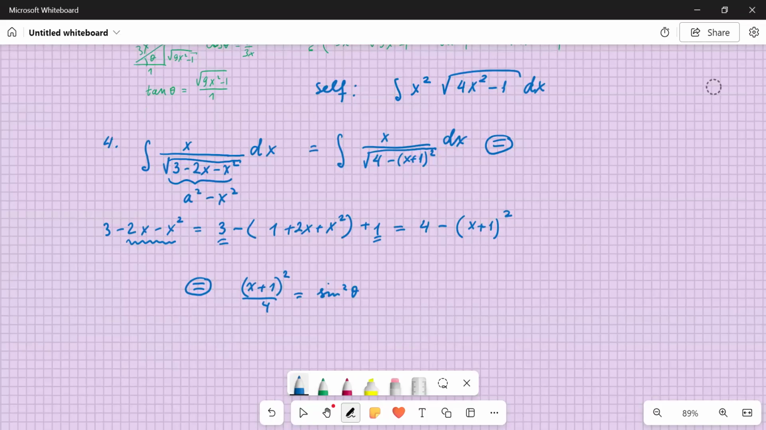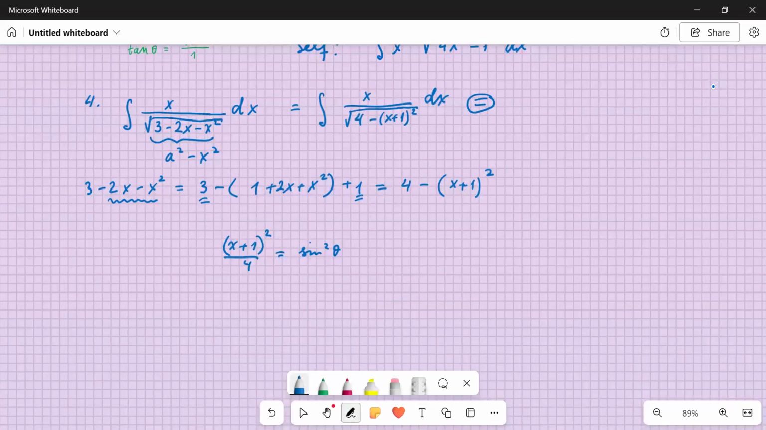Maybe that's not an equal sign here because I'm planning to continue the integral. So I'm just trying to show what the substitution is going to be. If you extract the square root, we are going to have (x plus 1) over 2 equals sine of theta. So, kind of similar substitution. Now we just need to calculate what x is going to be and what dx is going to be.